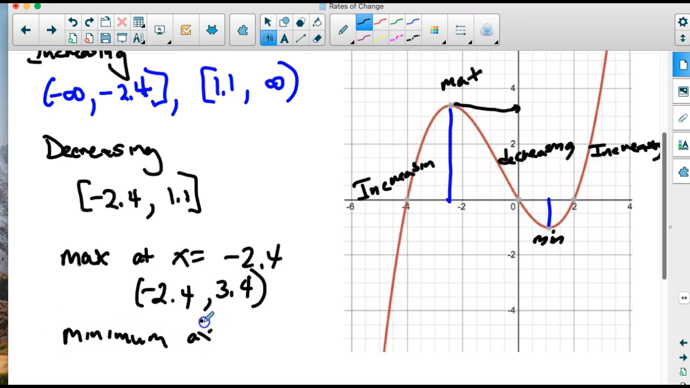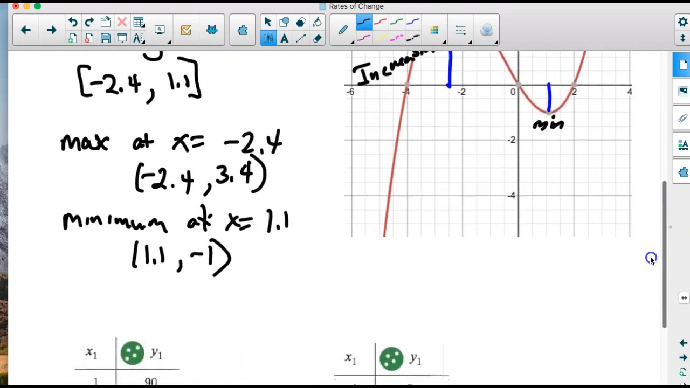And our minimum is at x equals 1.1, and our point there would be 1.1 comma, it's not quite negative, maybe negative 1, we'll say negative 1. Close enough to that point. Okay, and so that's that.